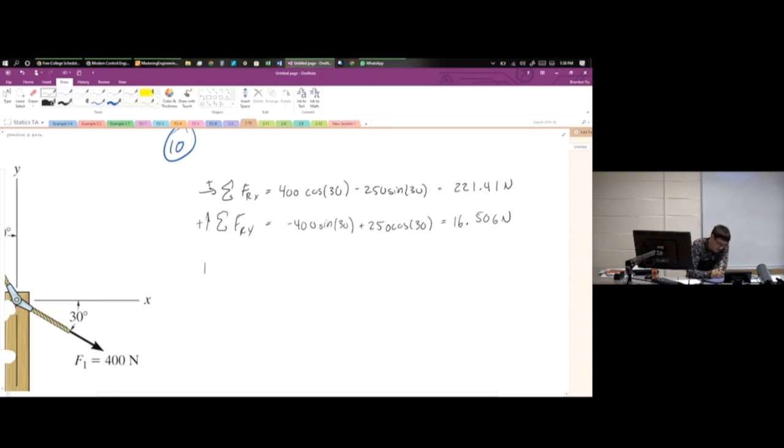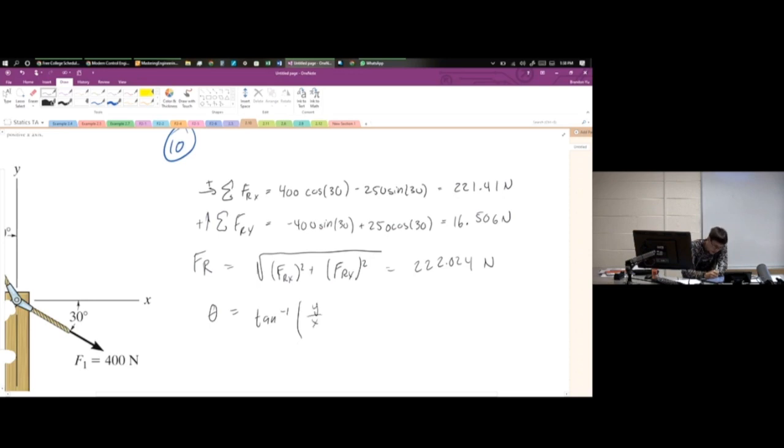After that, you use the Pythagorean theorem, right? Fr equals the square root of Frx squared plus Fry squared. That would, of course, give you 222.024 when I put it into my calculator. That'll be newtons. And then, anybody tell me how to find theta? Yes, arctan.